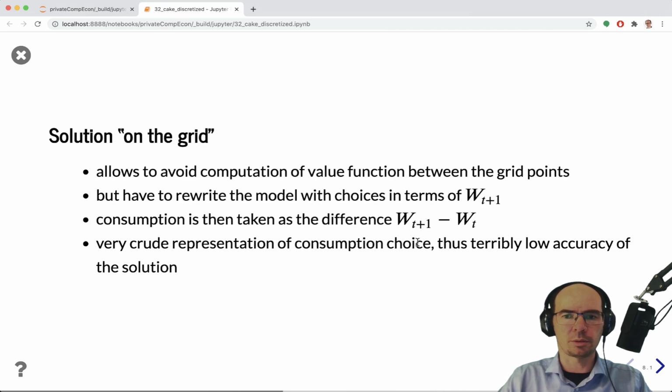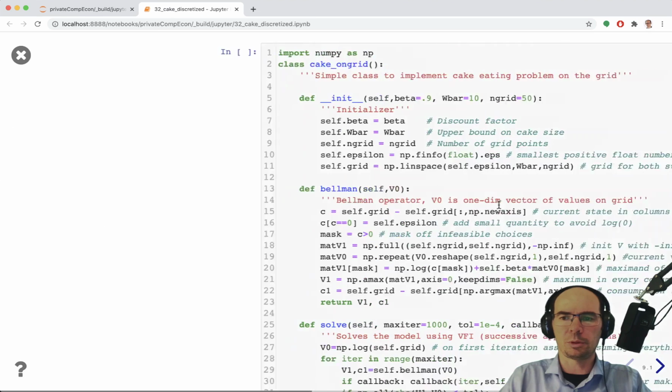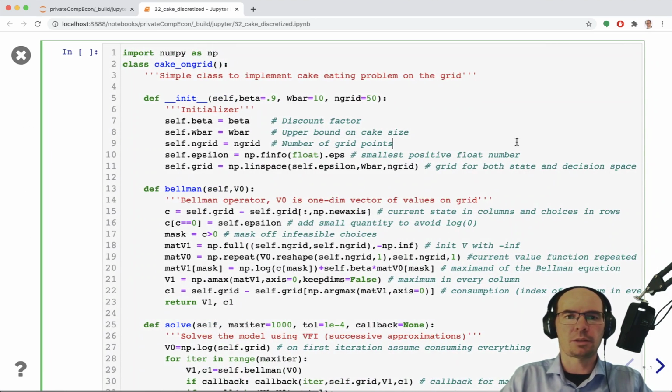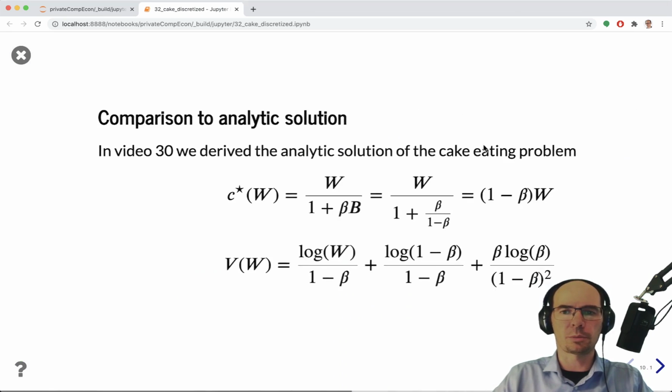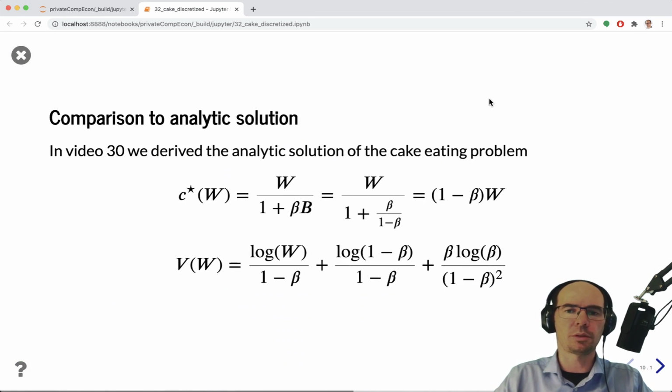Remember that on the grid, consumption was taken as a difference between the grid points, and we could rewrite the model so that the next period size of the cake is the choice rather than consumption. But if you remember, that led to a very inaccurate solution of the problem. So I've just copied the code from video 30 here so that we can compare it to the new one.